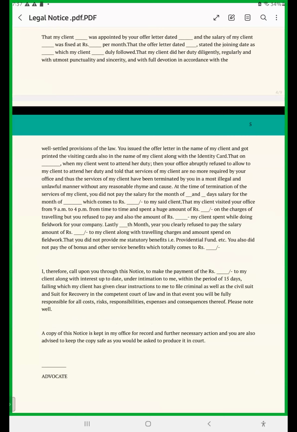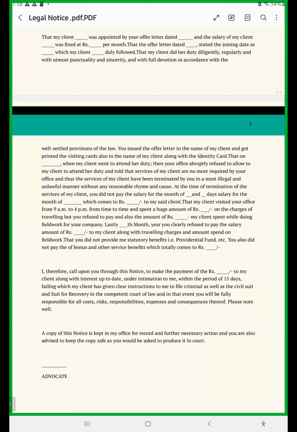That on, the day you received the identity card, that issuance date you need to write, it is also on the ID card, that date needs to be written here. When my client went to attend her duty, your office abruptly refused to allow my client to attend her duty and told her that the services of my client are no more required by your office, and thus the services of my client have been terminated by you in a most illegal and unlawful manner without any reasonable cause.